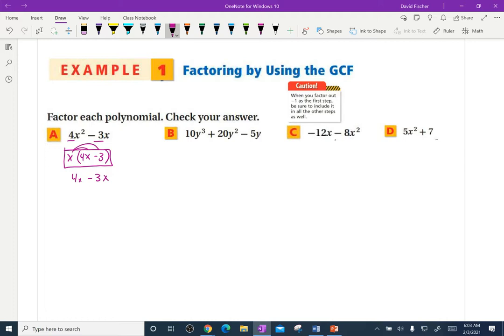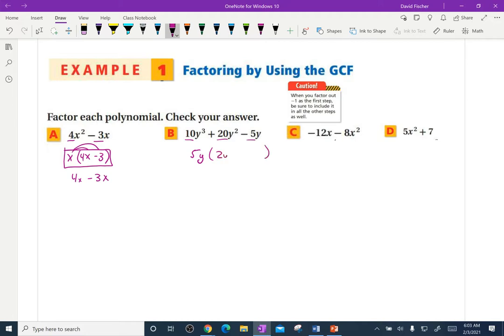Now you'll notice here we have a y to the third, y to the second, y. When we factor these out, first we go by the leading coefficients. Is there a number that goes into all these numbers: 10, 20, and 5? Yeah, 5 does. So we're going to factor out a 5. But I also see y's, y's, and y's. So again, our first step going across is, can I factor anything out?